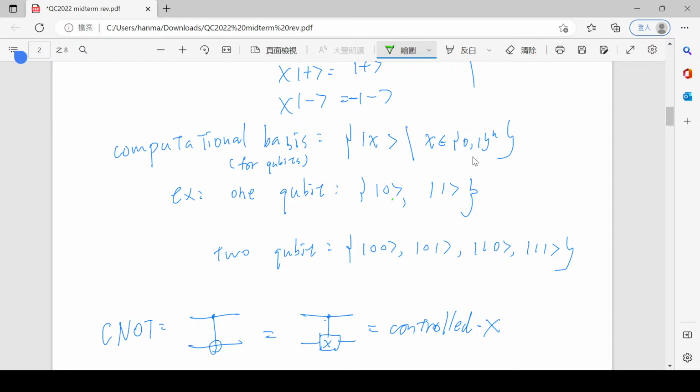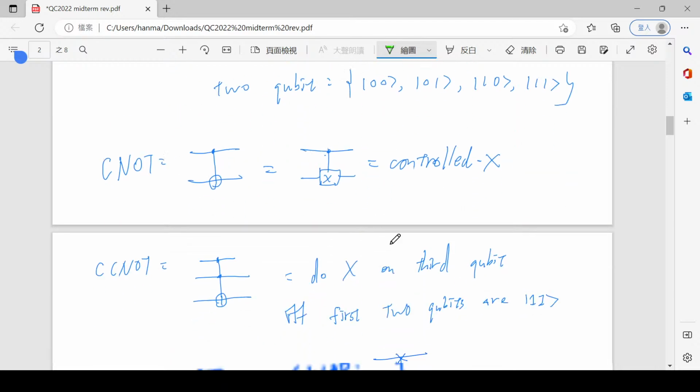So you have 0 and 1 on every qubit. For example, with 2 qubits, it's 0 0, 0 1, 1 0, and 1 1. So 4 of them. And then we have gates.